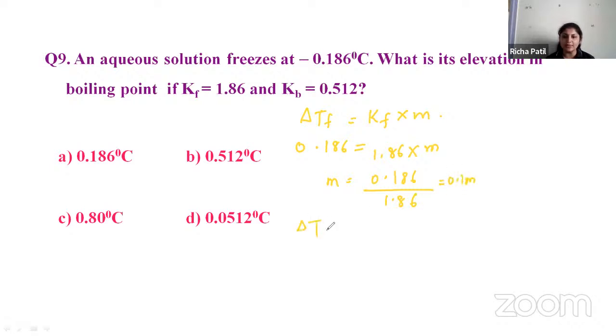Now we are finding the elevation in boiling point, delta TB. Delta TB equals KB into M. KB is 0.512 and M is 0.1. Solve this. What is the answer? It is 0.0512. Yes, the answer is D. This is the way you find the elevation in boiling point.